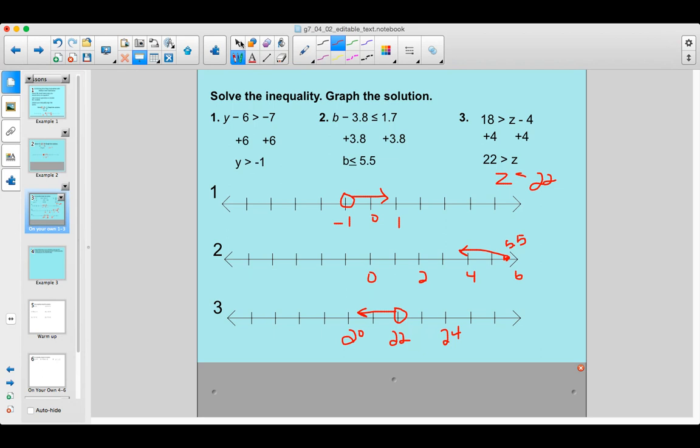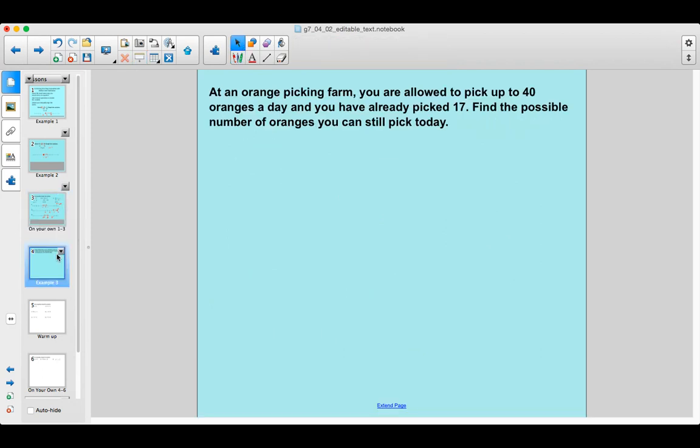Okay. All right, let's just look at one word problem example. It says at an orange picking farm, you are allowed to pick up to 40 oranges a day, and you already picked 17. Find the possible number of oranges you can still pick today. So the most important word here is that "up to." That means that I cannot pick more than 40. It has to be 40 or less. So that means whatever's on this side of my inequality is going to end up being less than or equal to, because it could be 40.